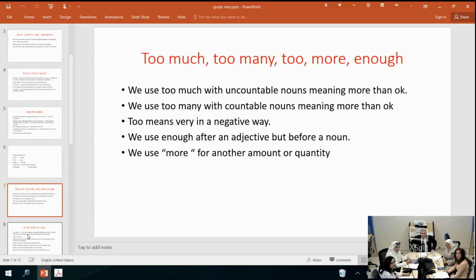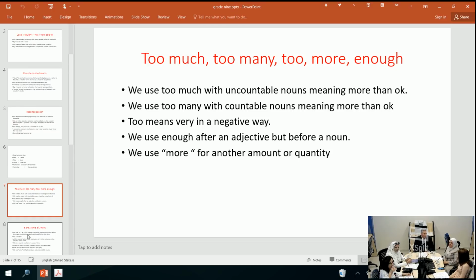It's correct. Now we come to the grammar of too much, too many, too alone, more, and enough. About too much, we use it with uncountable nouns, meaning more than needed. There is too much mud, for example, in the street. There is too much water here. So it is more than is needed or required. So the use of too means more than okay.